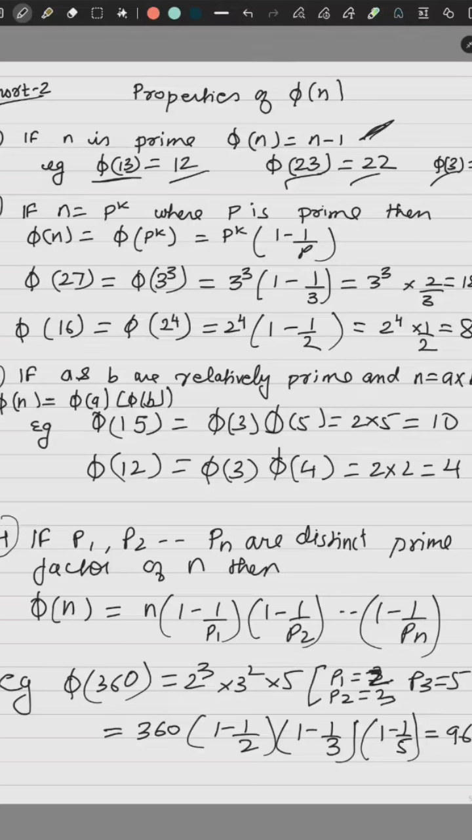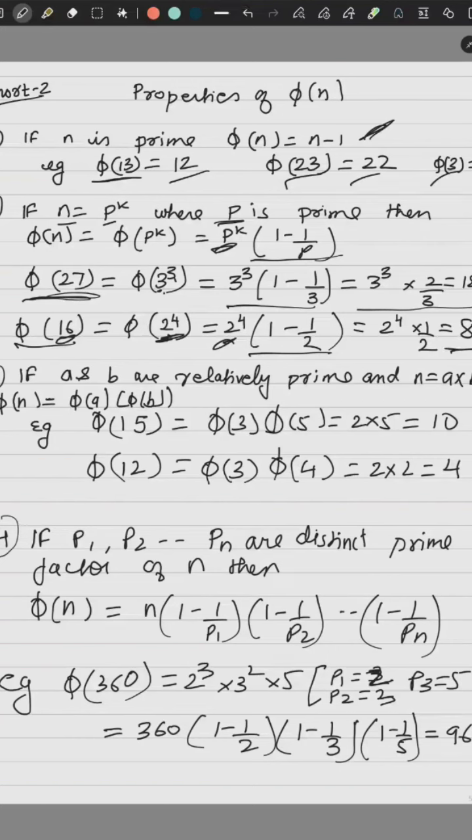The second property says that if there is a number which you can factorize in this way, where p is a prime number, then the phi n value is p to the power k times 1 minus 1 by p. Look at the example. Phi of 27 means phi of 3 to the power 3. So here it is a prime number. So I can write 3 to the power 3, times 1 minus 1 by 3, which is nothing but 18. Phi of 16: 16 is nothing but 2 to the power 4. Again a prime number power. So 2 to the power 4, times 1 minus 1 by 2, which is 8.